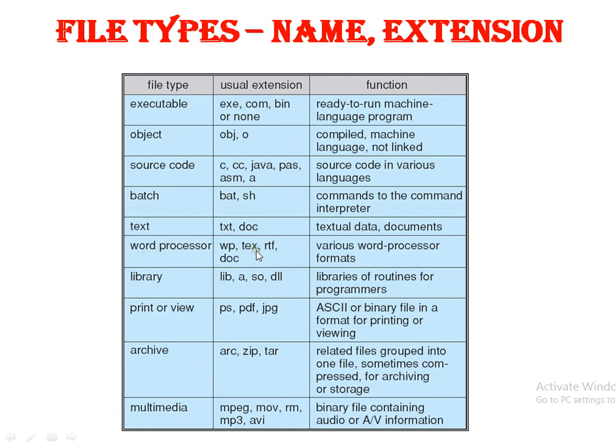Word processor, it can be .doc, with respect to MS Word files. Library files, .lib. Print or view, it can be .pdf or .jpg. Archive files, zip files, tar files. Multimedia files, any entertainment files such as MP3 or AVI files. So these are certain types of files, and in this table it explains the file type, the extension, and the function for each.